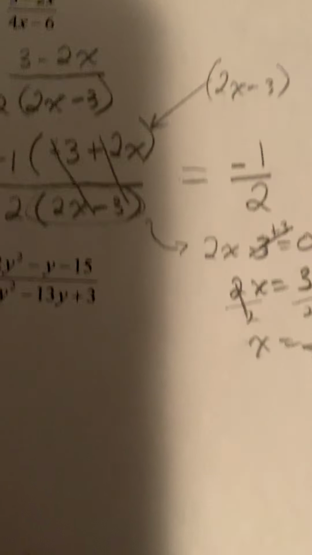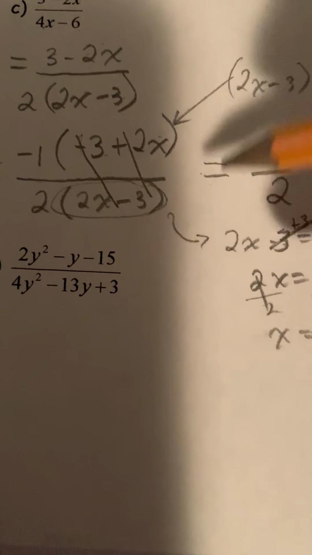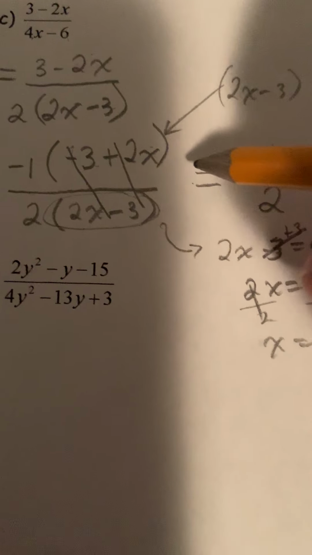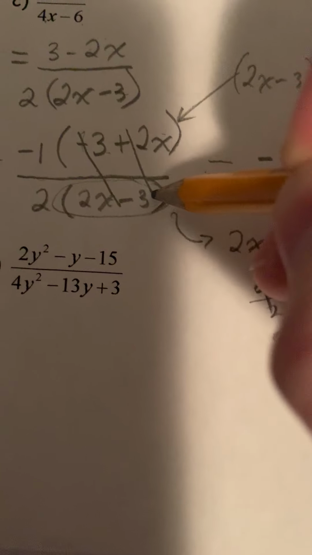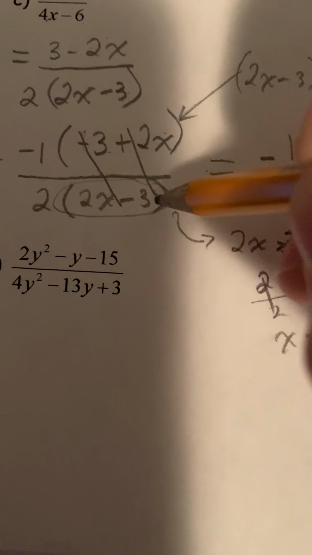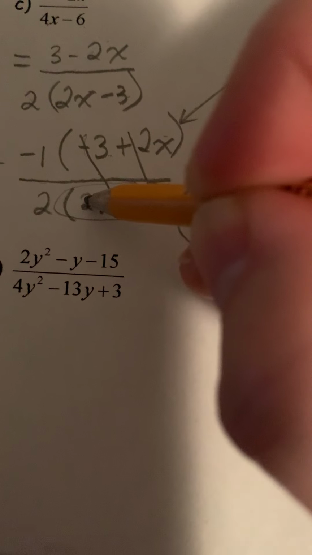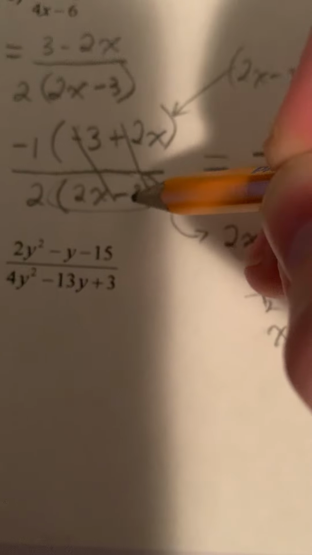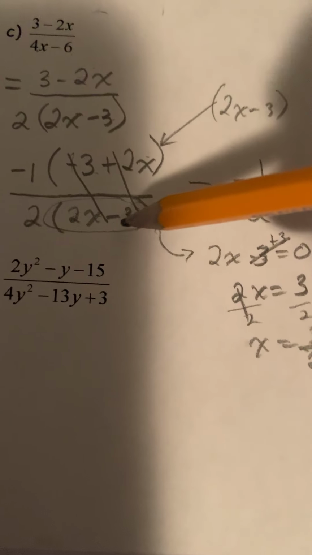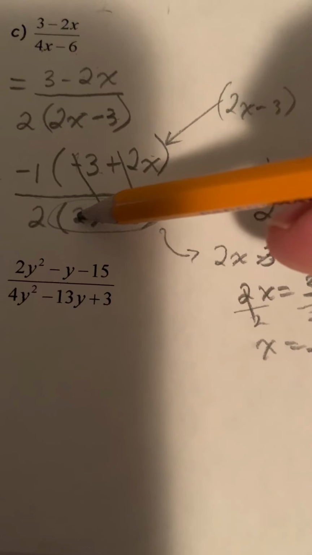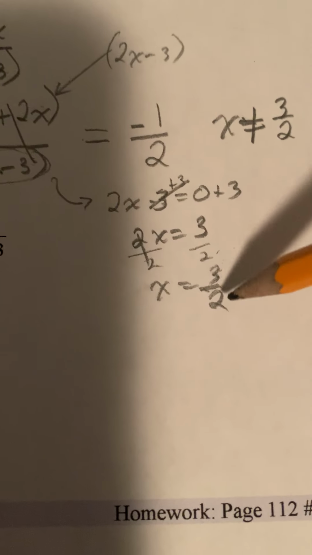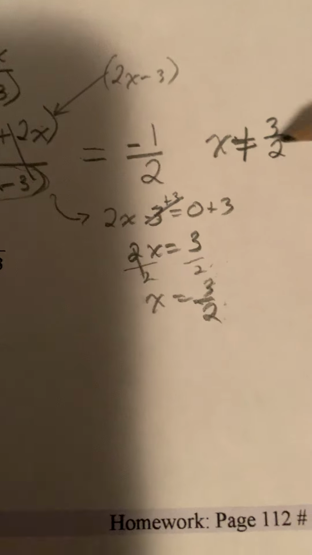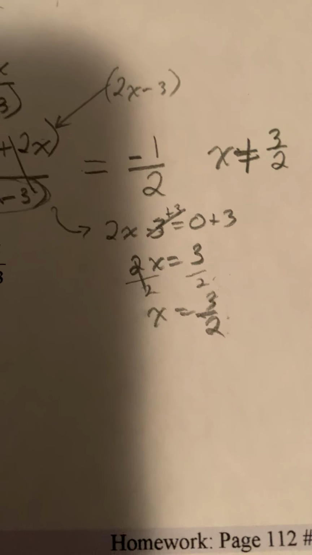Okay, the shortcut for this one, if you guys remember, will be very helpful for you now and in grade 12. If you take the second number divided by the first number, so 3 divided by 2, and then reverse the sign. So this is negative 3 divided by 2, change the sign, so positive 3 over 2, which is what we have here. So x cannot be 3 over 2.